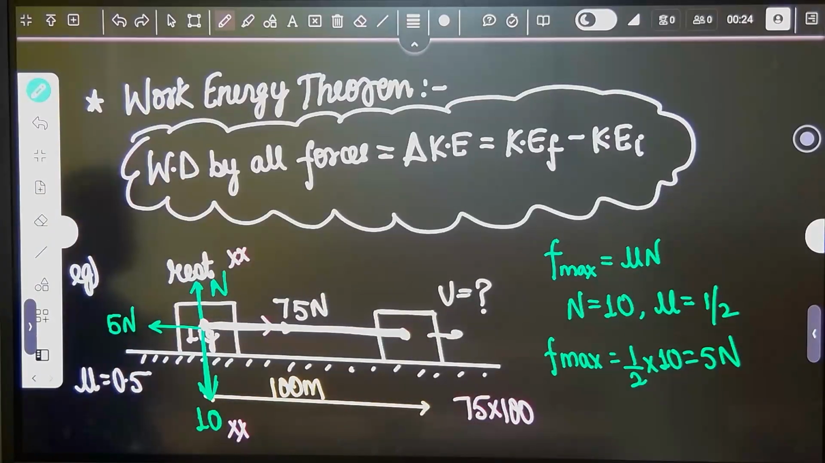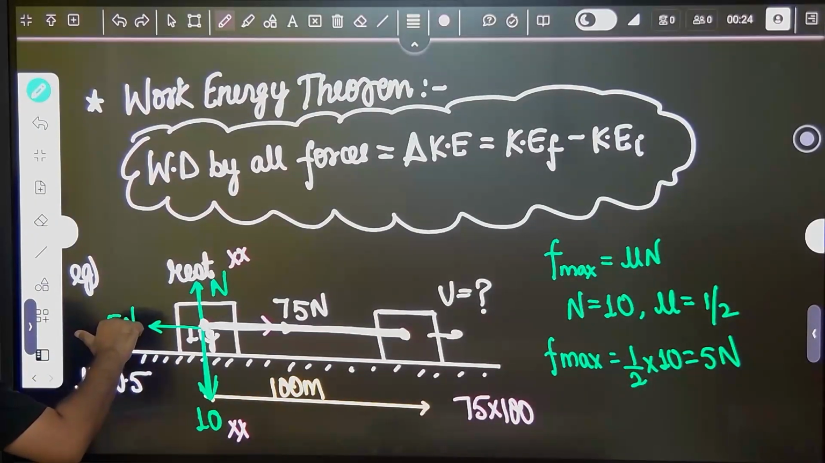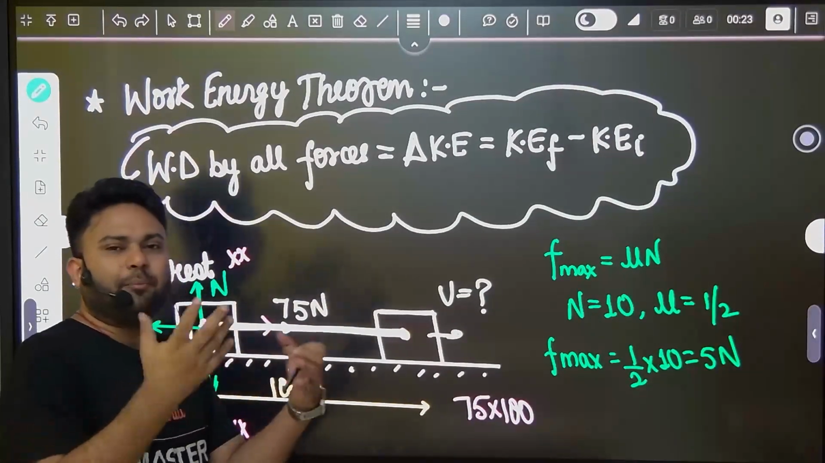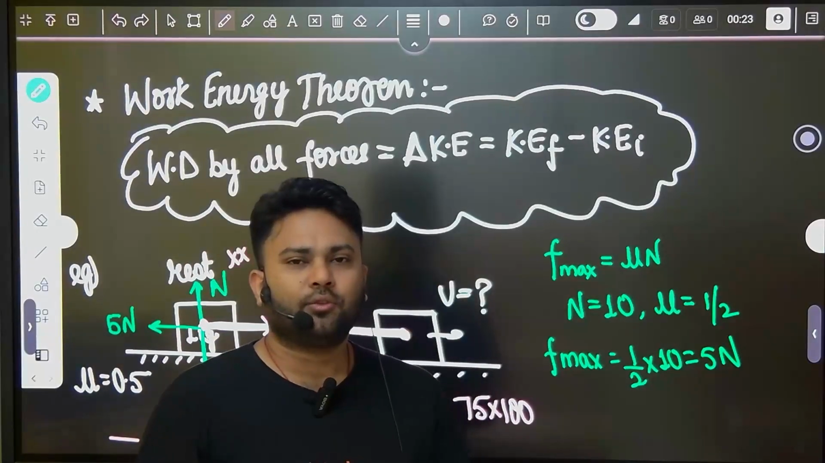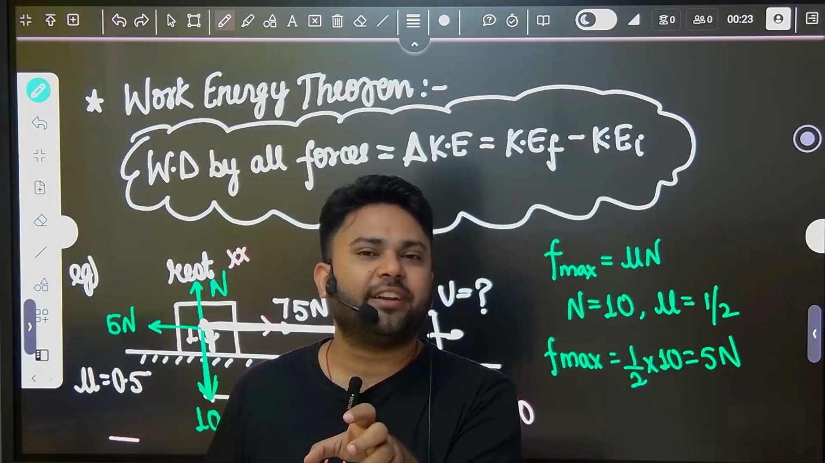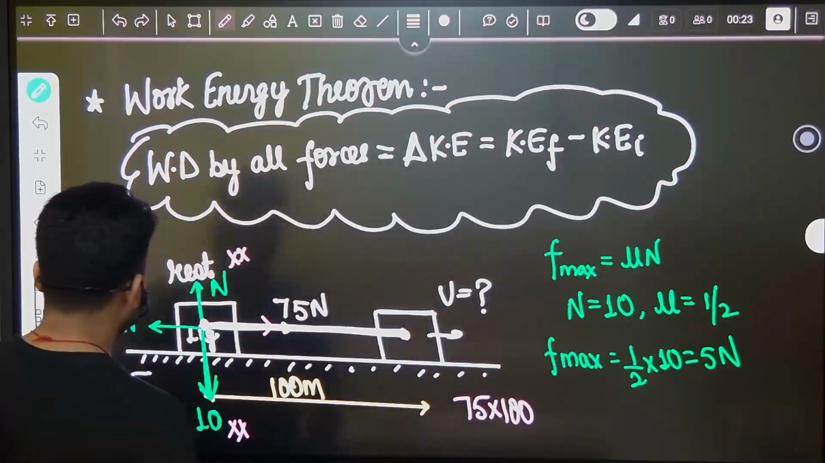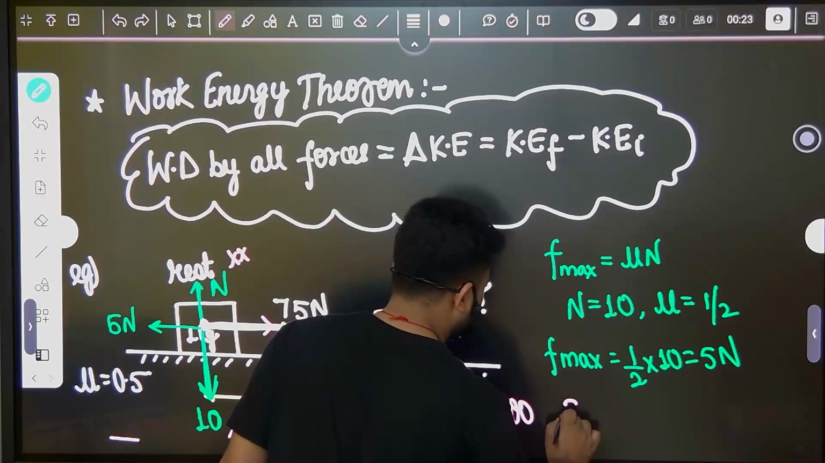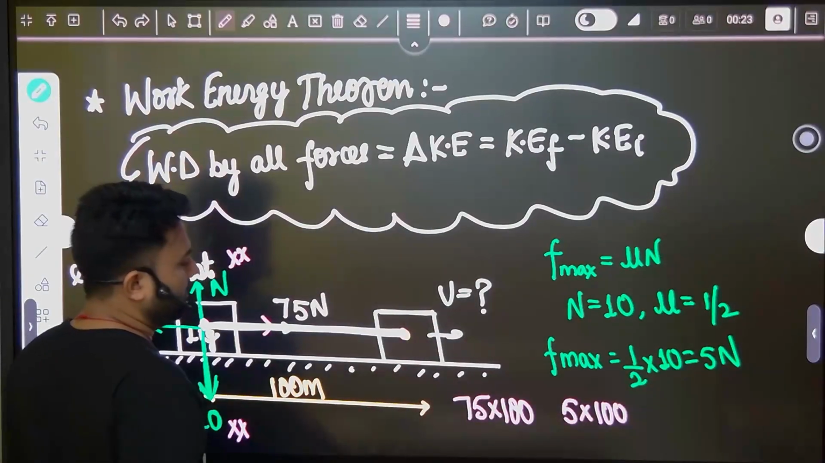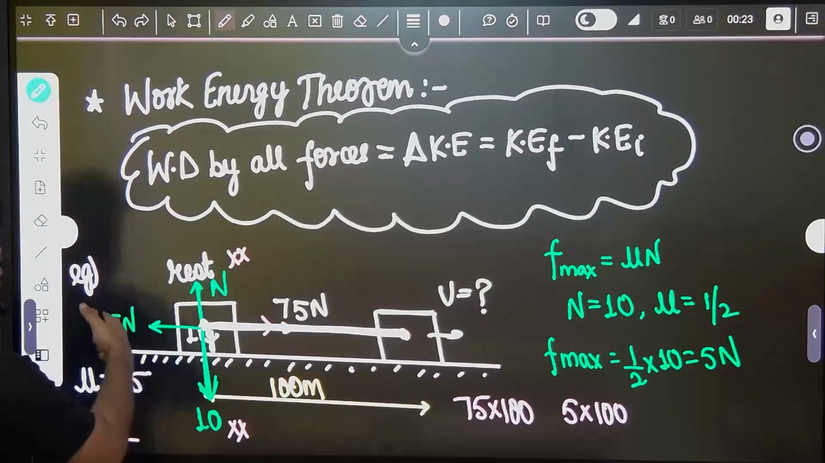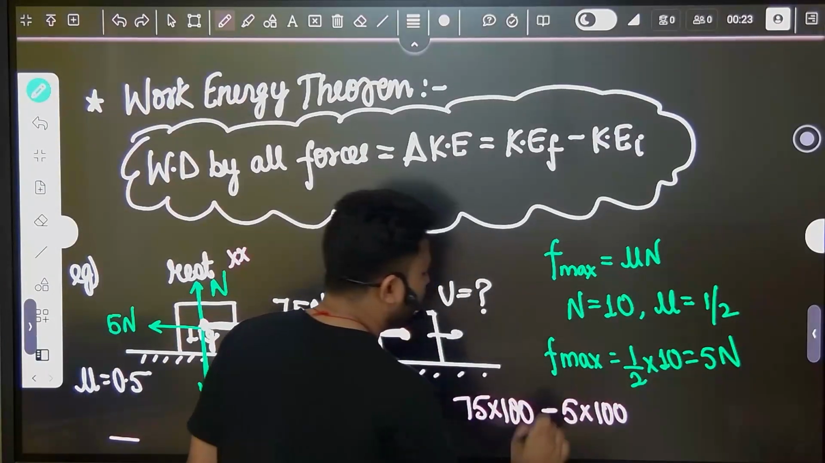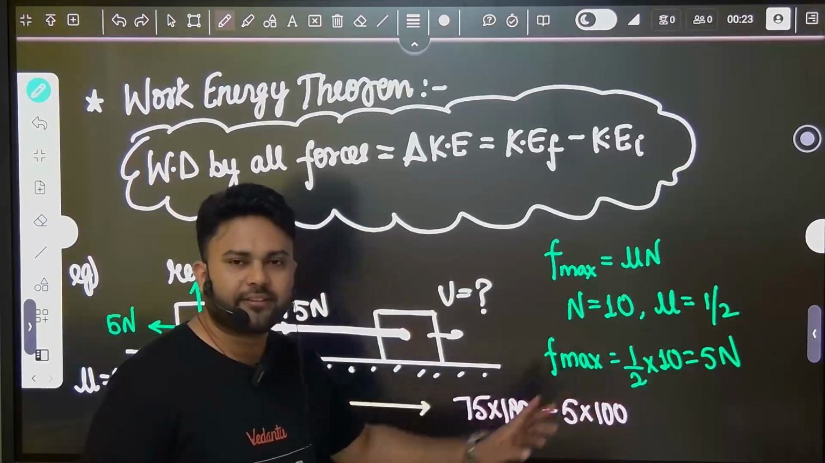Now what is the work done by friction? Friction is 5 Newton, and displacement is 100. But friction and displacement are in just opposite directions. So force multiplied by displacement multiplied by cos of 180 degree, that is minus 1. Means friction force, that is 5, multiplied by displacement, that is 100, multiplied by cos of the angle between them. Friction is here, displacement is here, angle is 180 degree. Cos of 180 degree means minus 1. So this is the work done by friction.